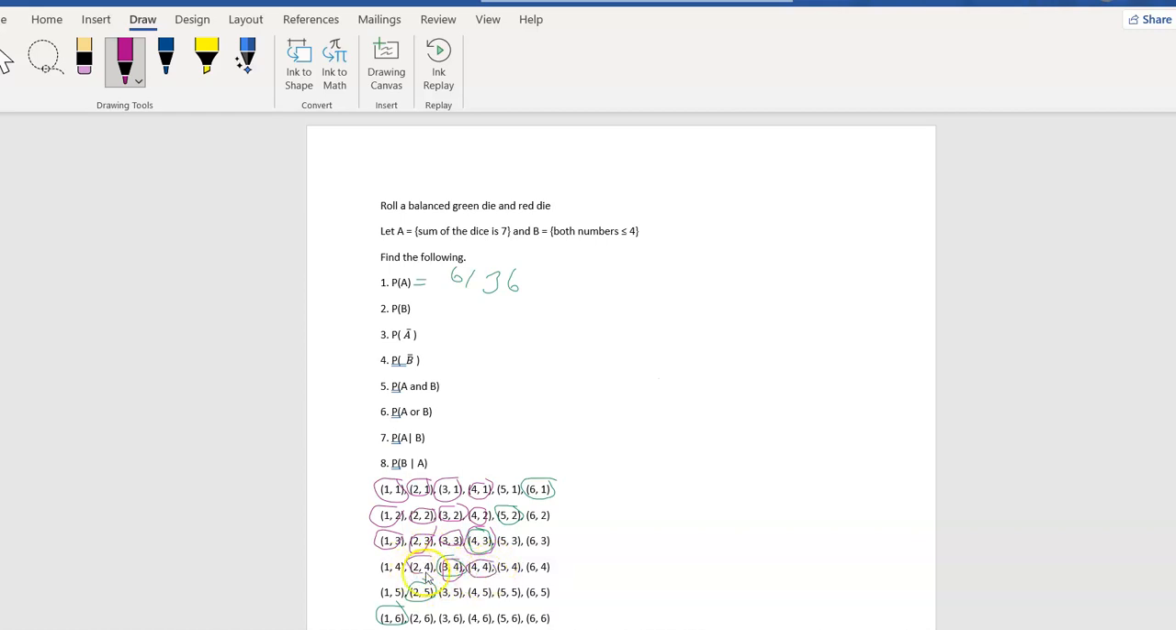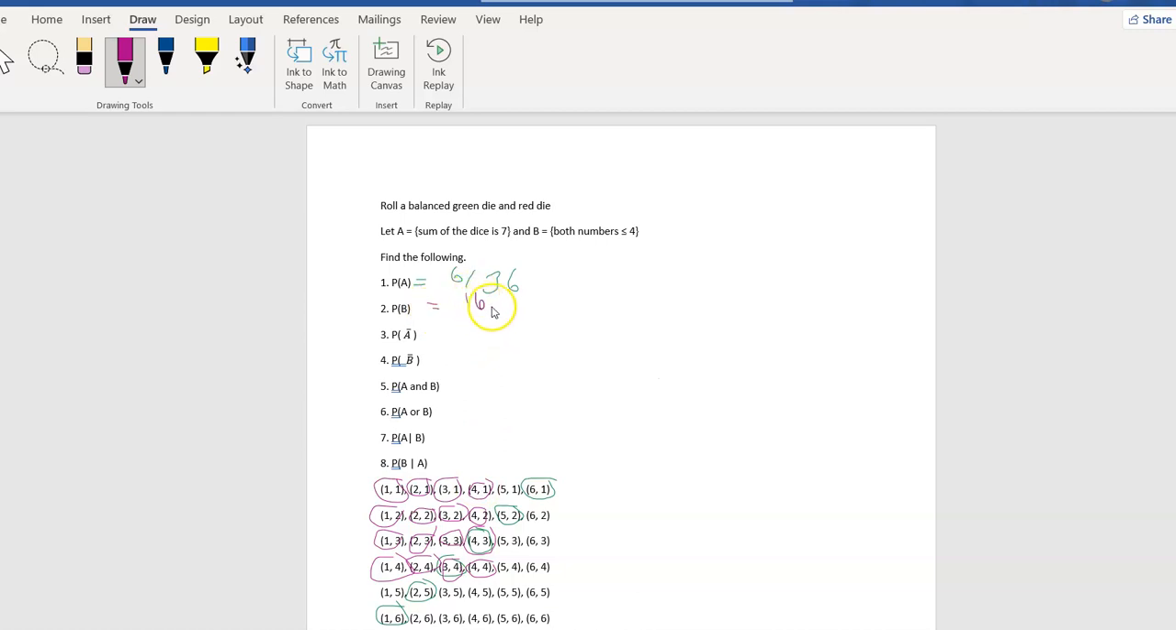Not that one. That 5 is greater than 4. I believe we now have all of them. All right, so let's notice this is 4 by 4. There's 16 of them that I have circled in purple. So this is 16 out of 36.